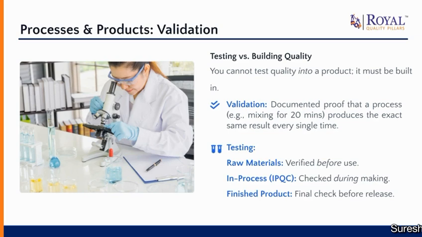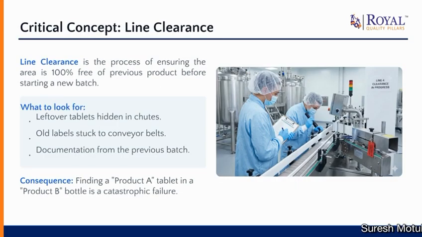Testing layers. We test the raw material, rice, the in-process, cooking, and the finished product, biryani. All 3 checks must pass. Please focus on this slide. Line clearance is the most critical manual check you will do.